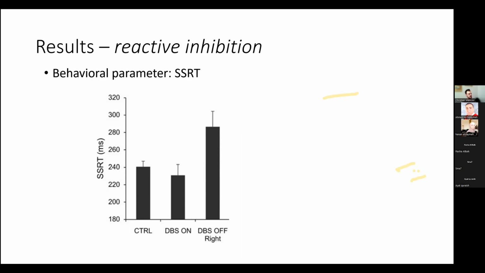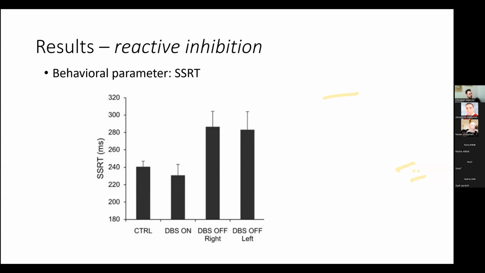But what happens if we deactivate only the left? Well, the same. If we deactivate only the left and keep the right active, we have the same result. The patients have the same difficulties to inhibit the stop signal reaction time. It's much longer, and it's not important if you have only the right or the left electrode active.